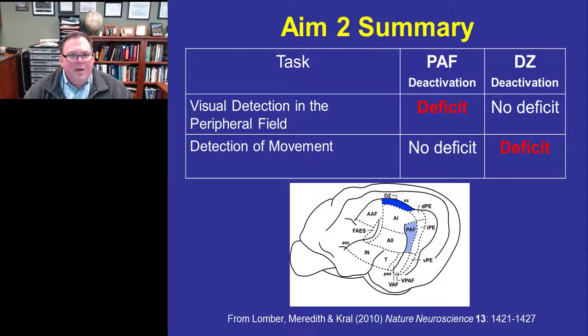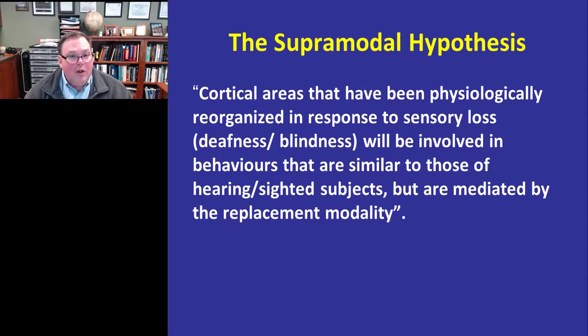This led us to develop what has now been referred to as the supramodal hypothesis. That is, cortical areas that have been physiologically reorganized in response to a sensory loss, such as blindness or deafness, are involved in behaviors that are similar to those of hearing or sighted subjects, but are mediated by the replacement modality. Using the example of the posterior auditory field, in hearing animals, the posterior auditory field normally is involved in auditory localization, but following hearing loss, in the deaf animals, it's now involved in visual localization. In both cases it is involved in localization. It really depends on whether audition is present or absent.